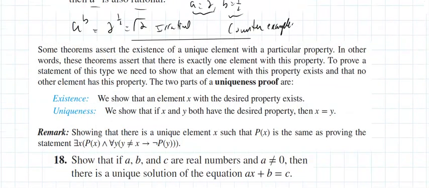Now let me fix this. Some theorems assert the existence of a unique element with a particular property. In other words, those theorems assert that there's exactly one element with this property. To prove a statement of this type, we need to show that an element with this property exists and no other element has the same property. The two parts of a uniqueness proof are existence and uniqueness. We show that an element X has the desired property, then we show that X and Y both have the same desired property.